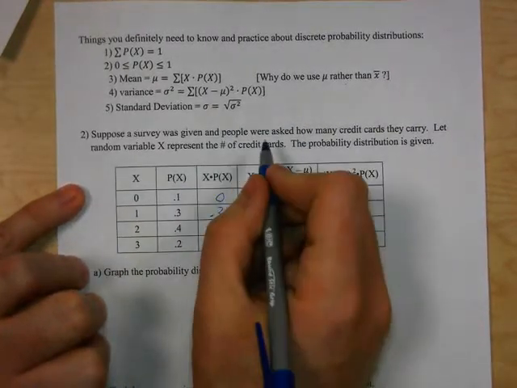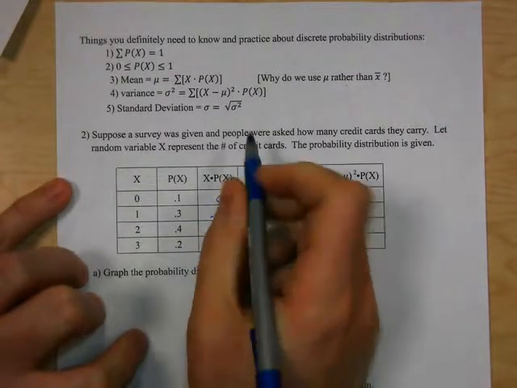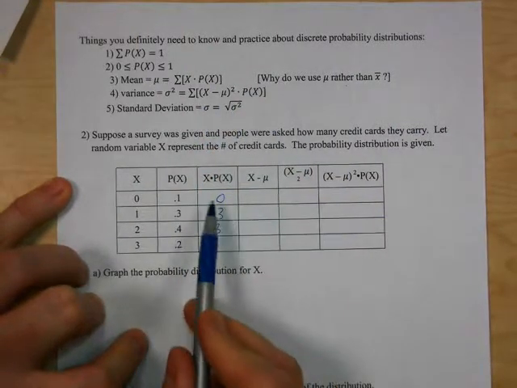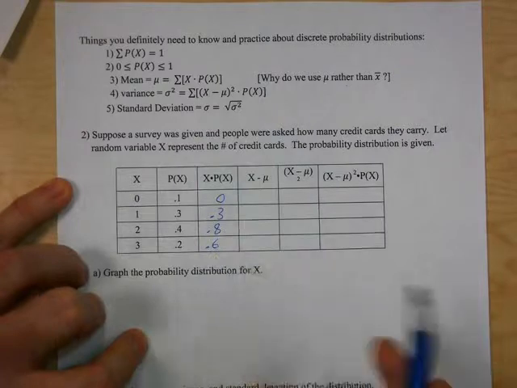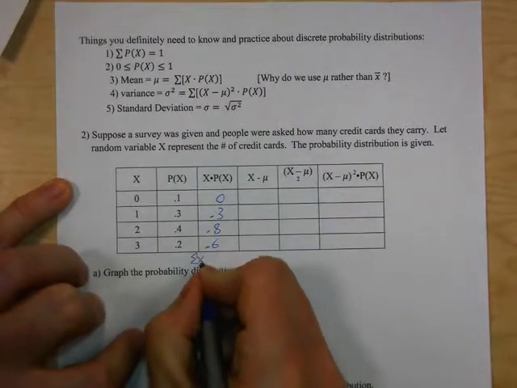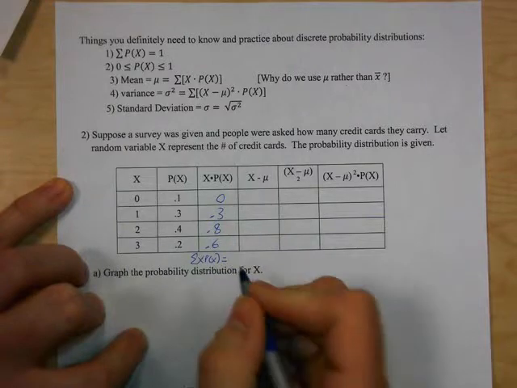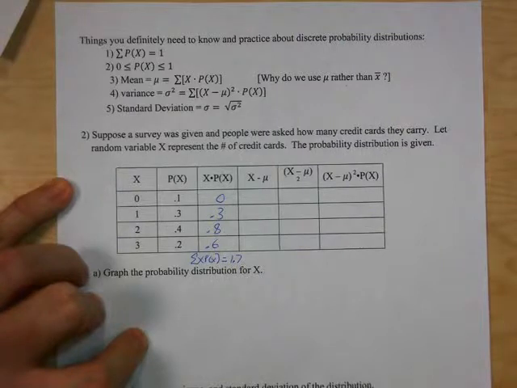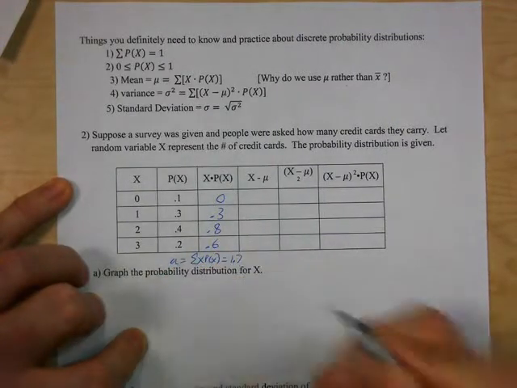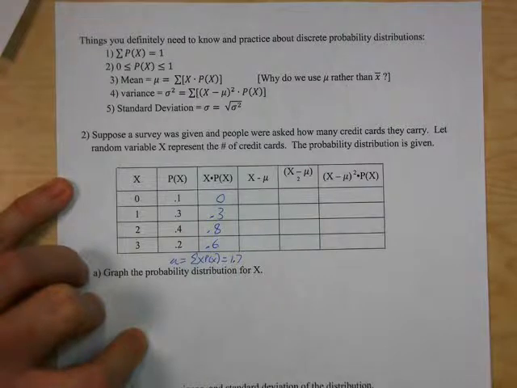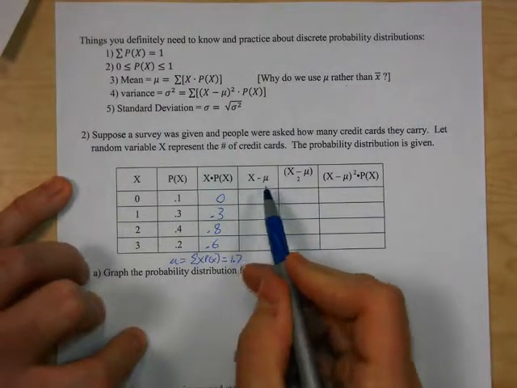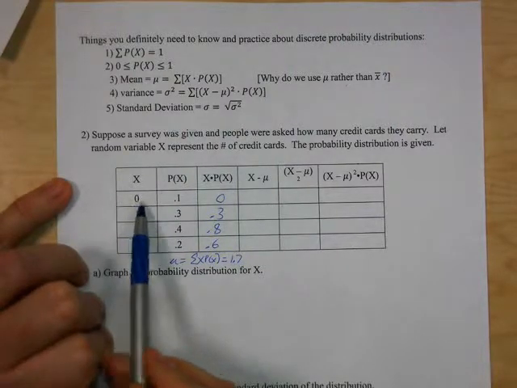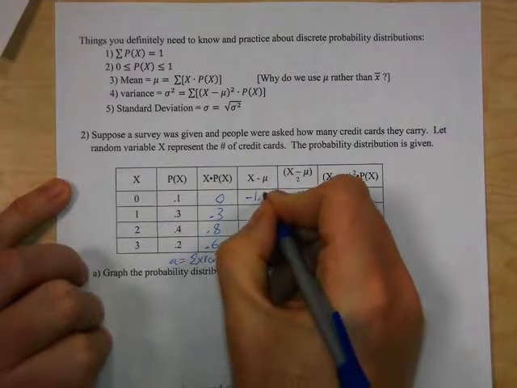Now, before we do x minus mu, we have to know what mu is. And if we go back up here, mu is the sum of x times p of x. So you take that column that we just did and add them together. So the sum of x times p of x equals 1.7. So the mean is 1.7. I'll say mu equals that. Now when you go through and subtract x minus mu, you're going to take x in the first row, which is 0, subtract 1.7, which is negative 1.7.